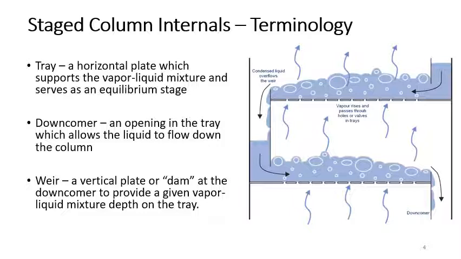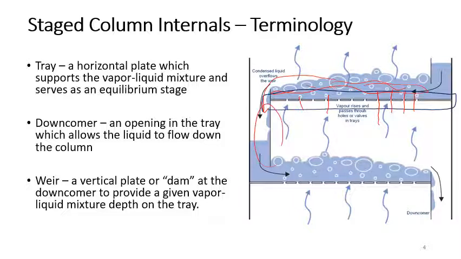So some basic terminology for the internals of a staged column. When you have a column, the column has trays. All this while you have been calculating the number of trays, but how exactly does it look? So when you look at the internal of the column, this is the tray. This is the tray where it provides the vapor liquid mixture, and it serves as an equilibrium stage. And also, the vapor rises through the holes of the trays, and then the vapor will mix with the liquid in the tray, and the liquid will flow down the tray through the downcomer.